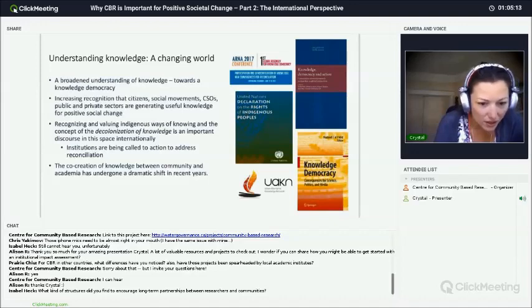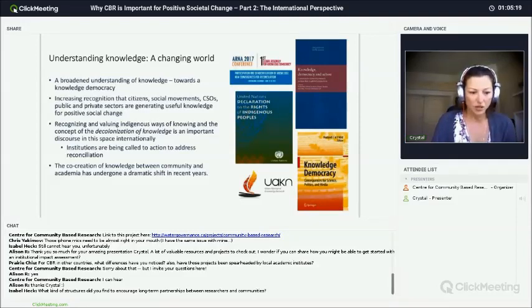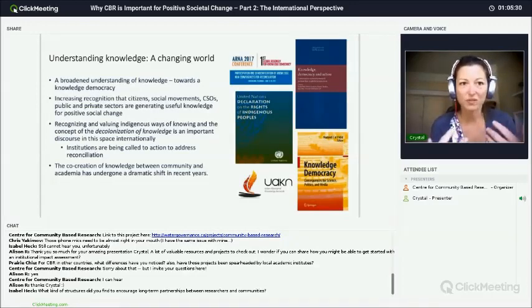What kind of structures did you find to encourage long-term partnerships between researchers and communities? Good question. I've seen lots of different kinds of structures. I think certainly ones that have support, so actual funding for community to be equitably partnering. We know a lot of funding streams and sources are still predominantly coming through universities, and we're starting to see a little bit of that change happening, but it's still very slow.